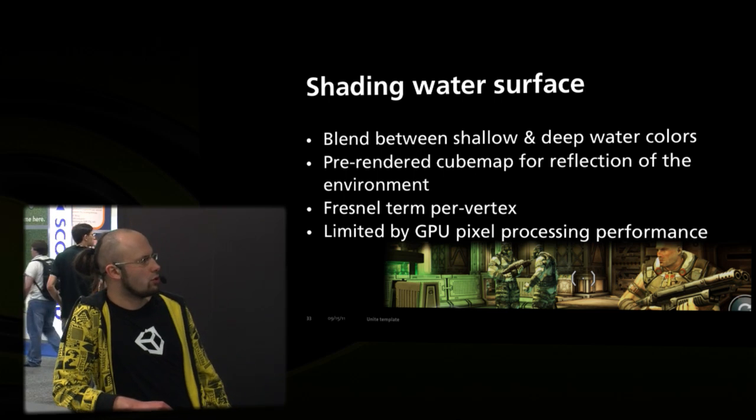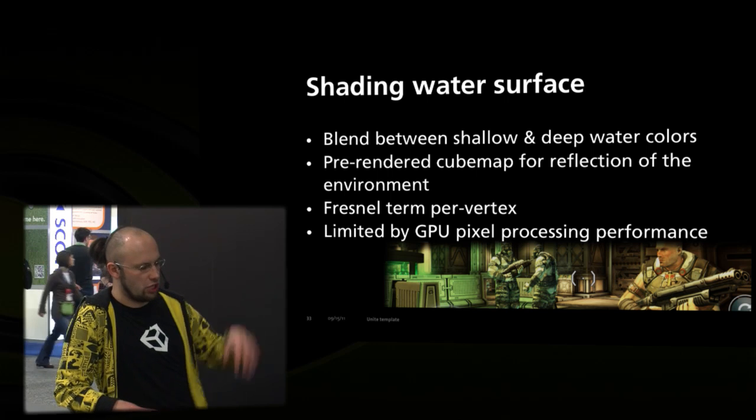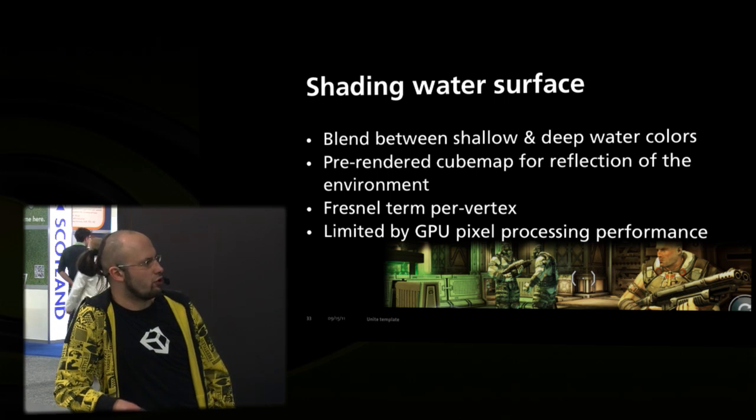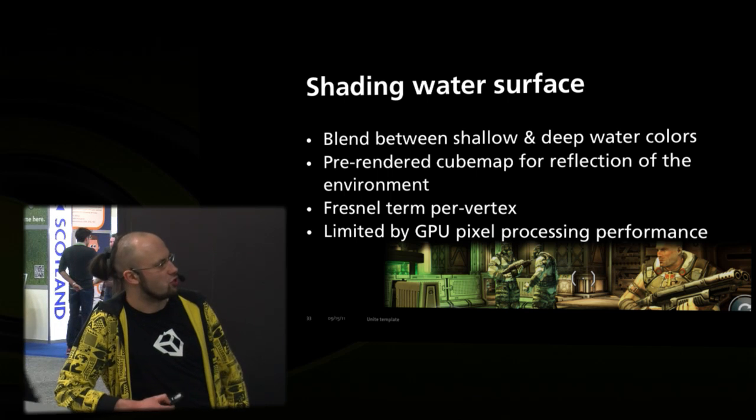For reflection, a simple cube map is used, which is taken more or less from the center of the level. The Fresnel effect is calculated per vertex, and in practice, the water could look much better if there were more GPU time to spend on it. It's a pretty simple way to do it.